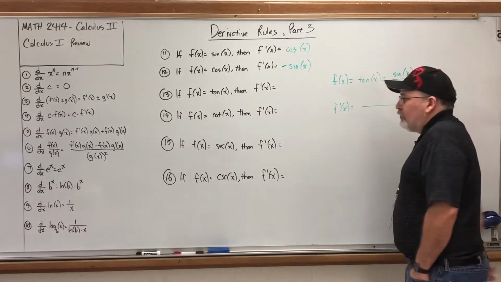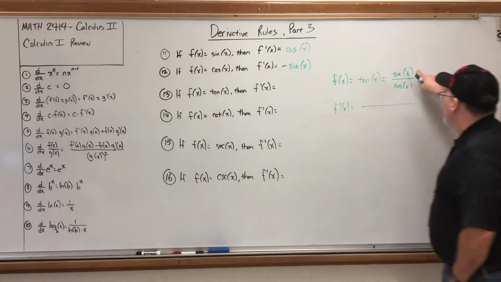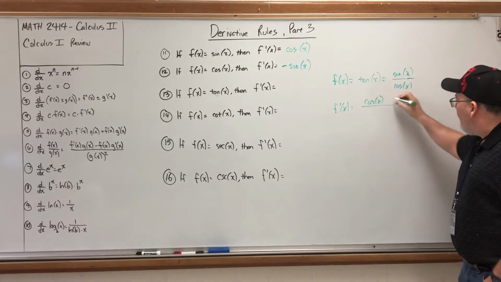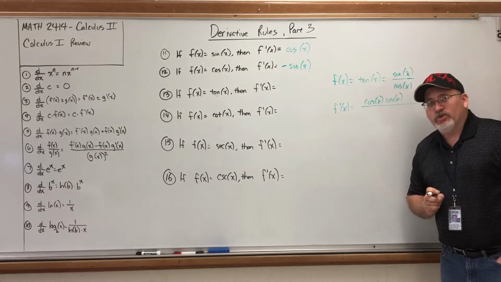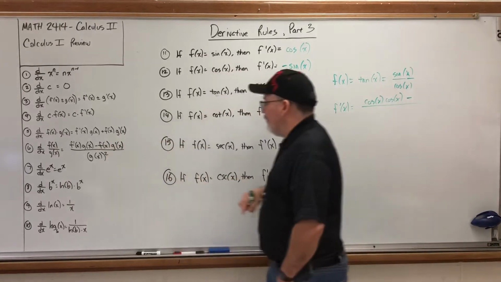So let's do the quotient rule. Derivative of the top times the bottom. The derivative of sine is cosine, times the bottom is another cosine. So on the next line, that'll be cleaned up as cosine squared. Minus the top times the derivative of the bottom.